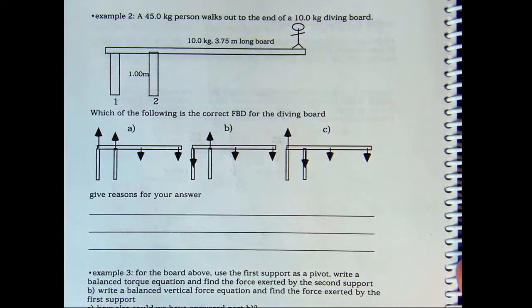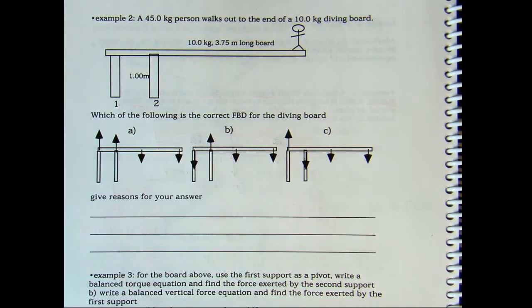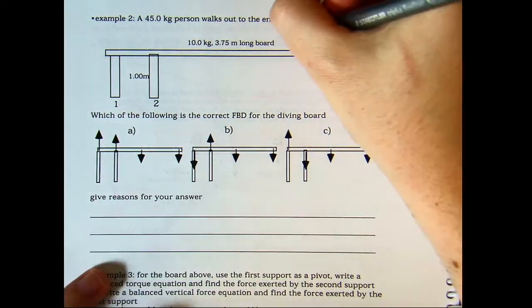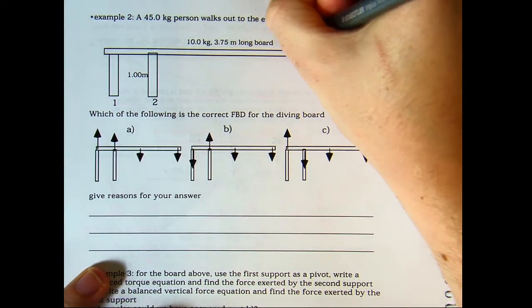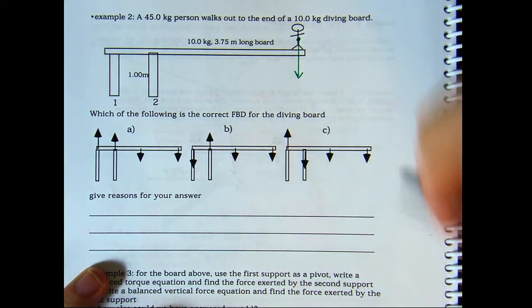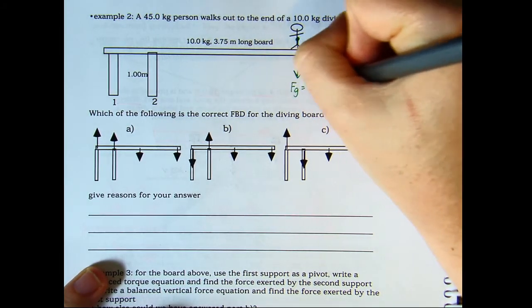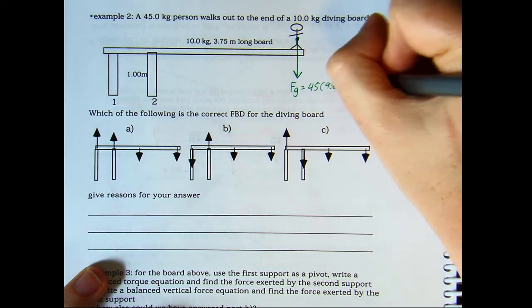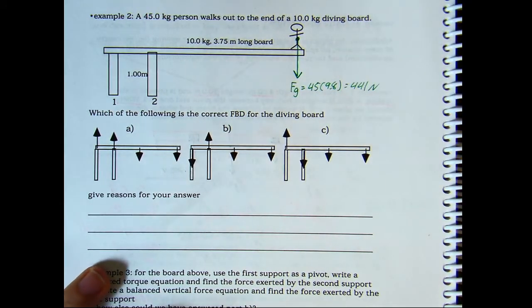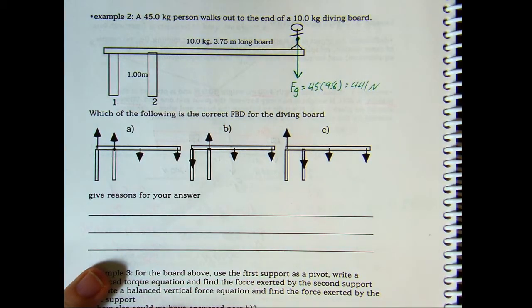So example 2: a 45 kilogram person walks up to the end of a 10 kilogram diving board. We want to know which of the following is the correct free body diagram for the diving board, because these problems are going to require that you understand how free body diagrams work. So let's just start drawing these things in here. We're definitely going to have force of gravity down on this person here. So that Fg is going to be 45 times 9.8, which is 441 newtons. Just draw them all in and see what we got.